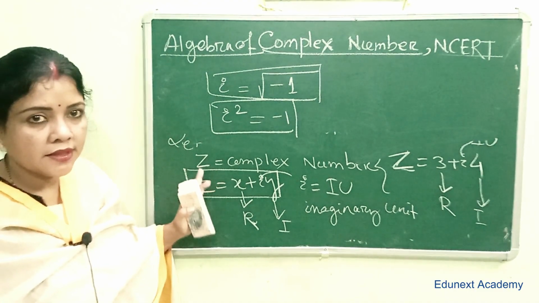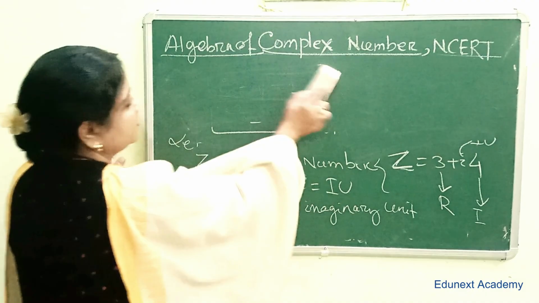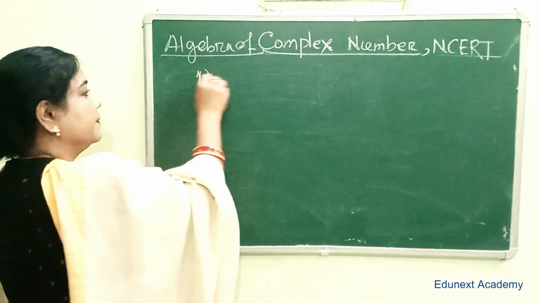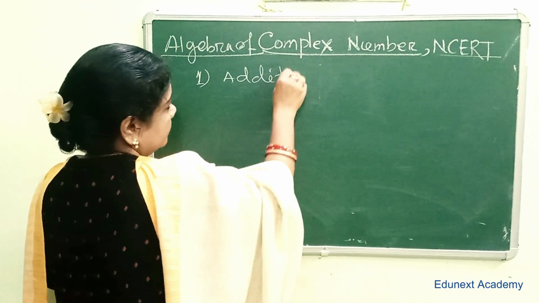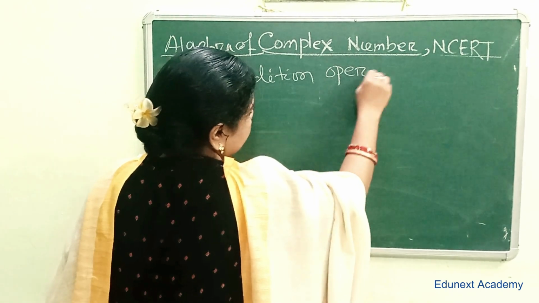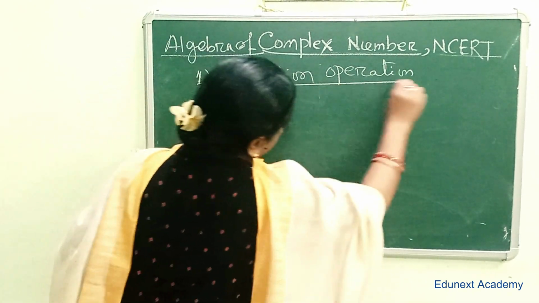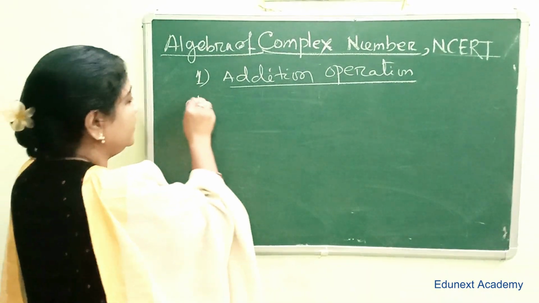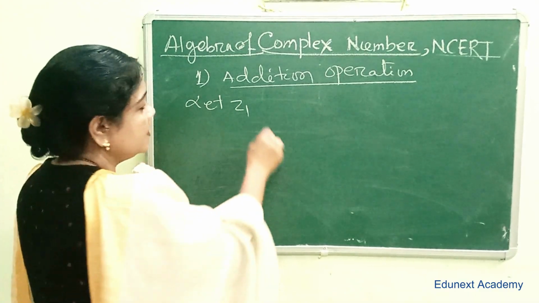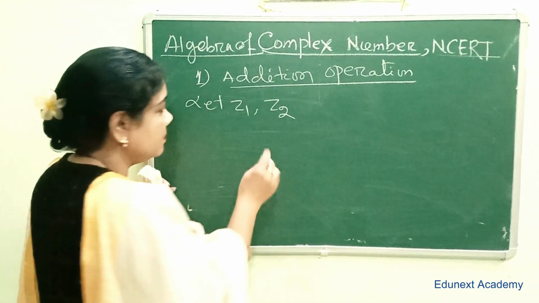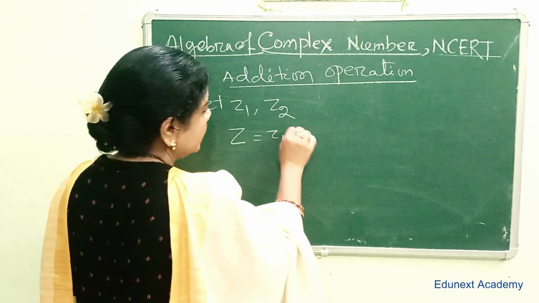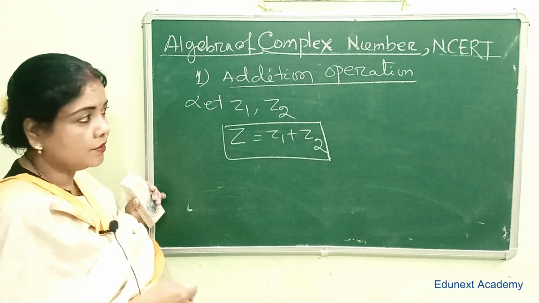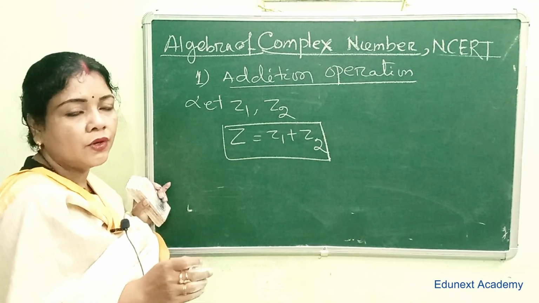Now, after knowing this, let us do some mathematical operations. First is the addition operation. For addition, we are considering two complex numbers. So let Z1 be one complex number, Z2 another complex number. So Z is equal to Z1 plus Z2. It's a simple addition. Then how will we do it? The real parts and imaginary parts get together.